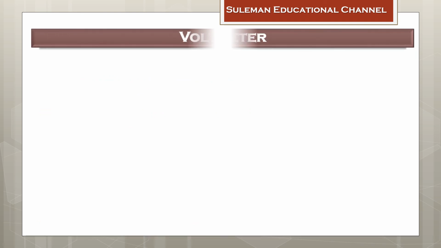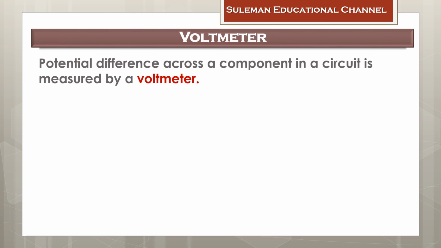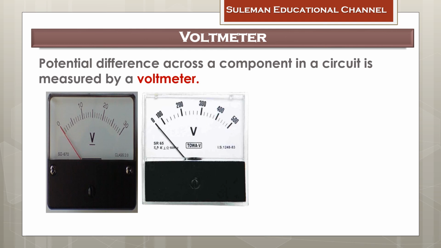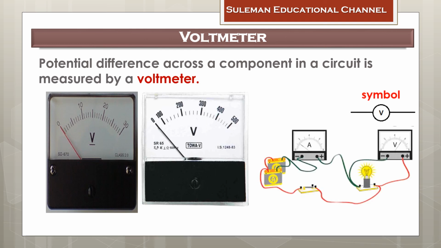Now we'll discuss the voltmeter. Voltmeter is an instrument used to measure the potential difference across the component or the source. To measure the potential difference across the component, it has to be connected in parallel with the component like resistance, lamp or heater. If you want to measure the EMF, electromotive force, it will be connected in parallel to the cell or battery, which is the source.